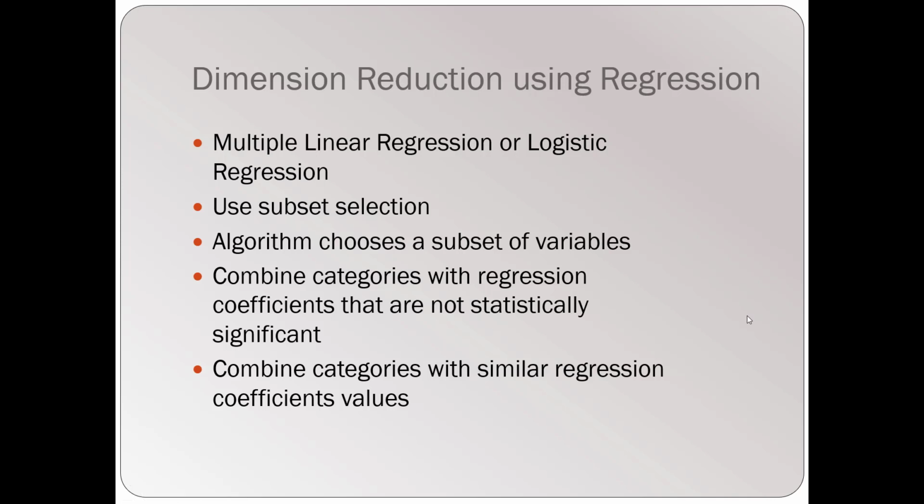Dimension reduction can be done using regression as well. So whether it is logistic regression or regular linear regression for interval target, logistic regression for nominal target. So all you have to do is to run a stepwise regression. A stepwise regression will select those variables that have high predictive power, a subset of the variables that you have.